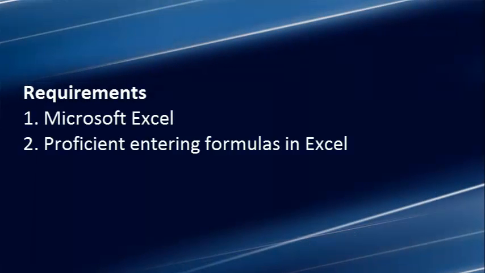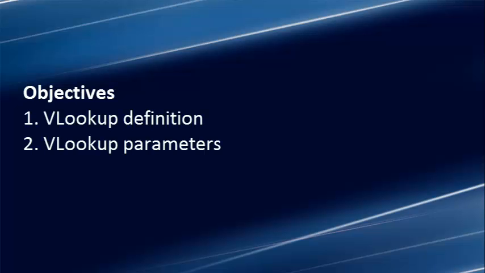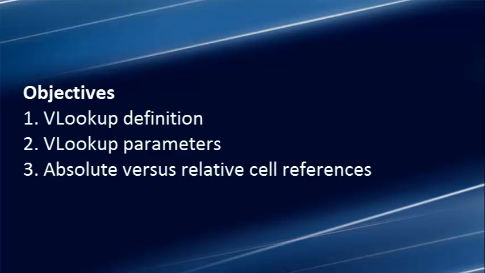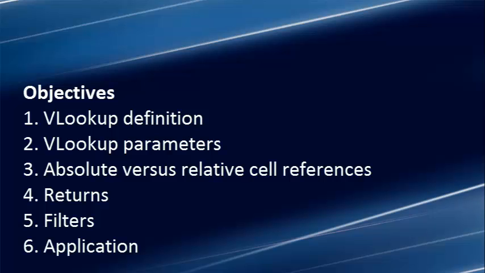For this tutorial, I'm assuming you have Microsoft Excel and that you understand how to use formulas in Excel. At the end of this tutorial, you should be able to define Vlookups, explain how and why you would use each parameter in the Vlookup function, distinguish between absolute and relative references in Excel, list the different types of returns you can get from a VLOOKUP, demonstrate how to use filters to view only cells without matches, and describe a real-world scenario where VLOOKUPs would be useful.